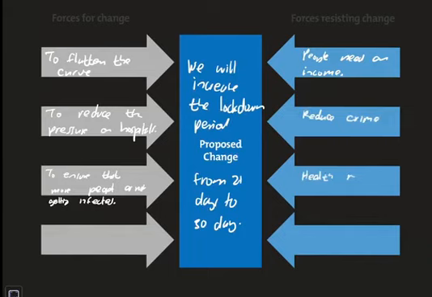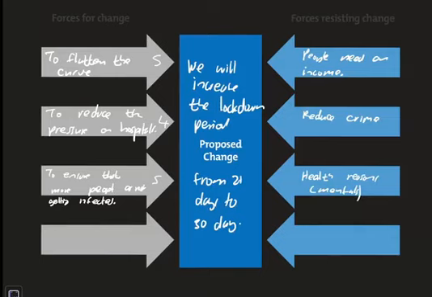So if I look at forces for change, the first reason was to flatten the curve, and I feel it's quite important, so I'm going to give that a 5. Then to reduce the pressure on hospitals, let's give that a rating of 4. And then to ensure that more people are not getting infected, this is probably the reason why the lockdown is so important, so we'll give that a 5 as well.